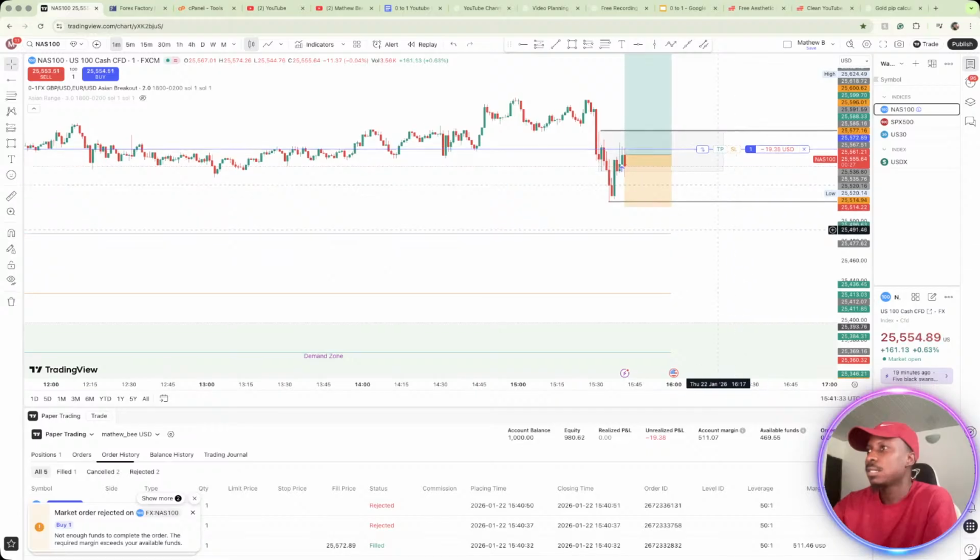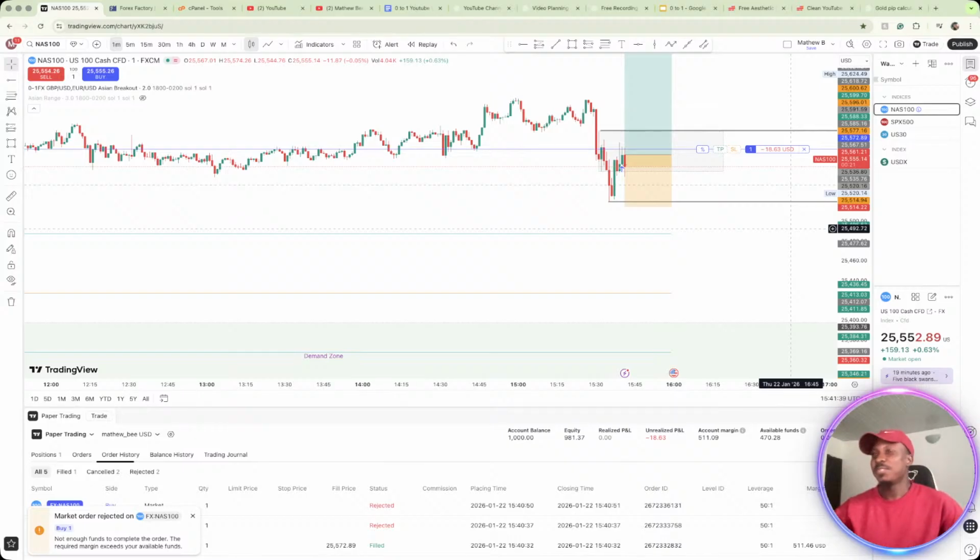Let's see. 1% risk. Good. If you're trading, how much percent risk would you put? I'm going to follow the 20, yeah.